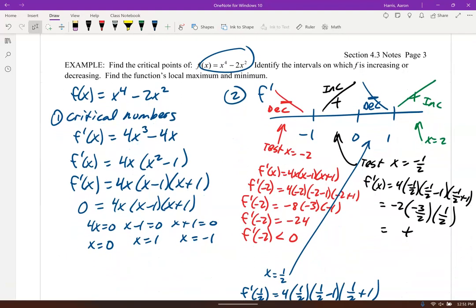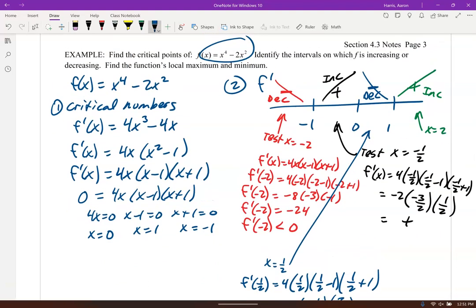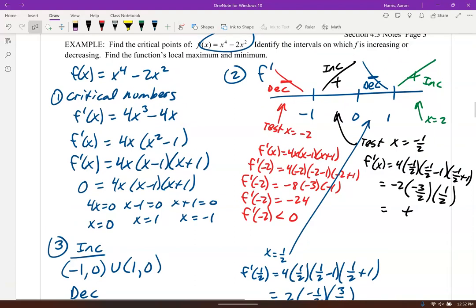Okay, so let's go ahead and sum this up because it's asking us where it is increasing and decreasing. So step 3, here's our summary. Where are we increasing? Well, we're increasing in this area and that area, right? From -1 to 0 and 1 on. Where are we decreasing? I'm decreasing in here, and I'm decreasing in there. So -∞ up to -1, and 0 to 1.